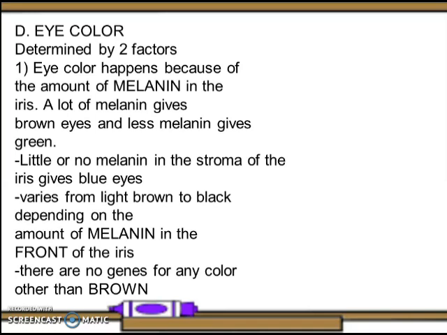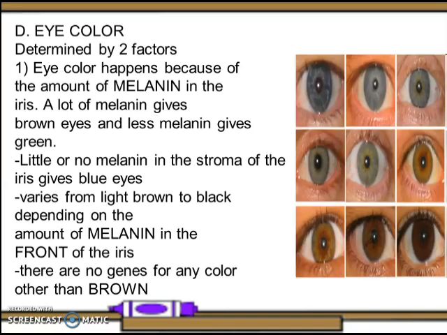And last is eye color, that is determined by 2 factors. Eye color happens because of the amount of melanin in the iris. A lot of melanin gives brown eyes and less melanin gives green. Little or no melanin in the stroma of the iris gives blue eyes. Varies from light brown to black depending on the amount of melanin in the front of the iris. And there are no genes for any color other than brown.